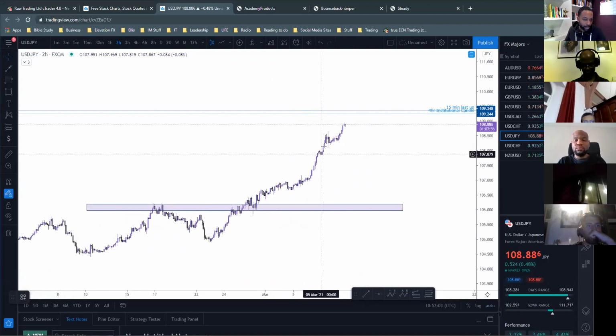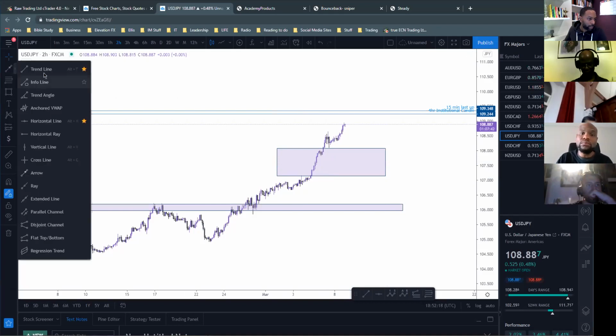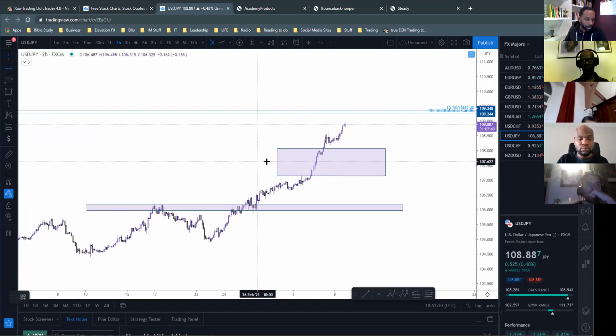We're going to take 50% of this imbalance. This is kind of imbalance, although there's lots of different candles there. We're going to go from here to here, and we're going to enter 50% of this as TP1.